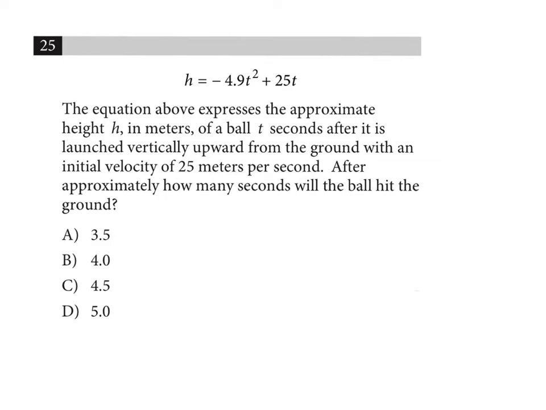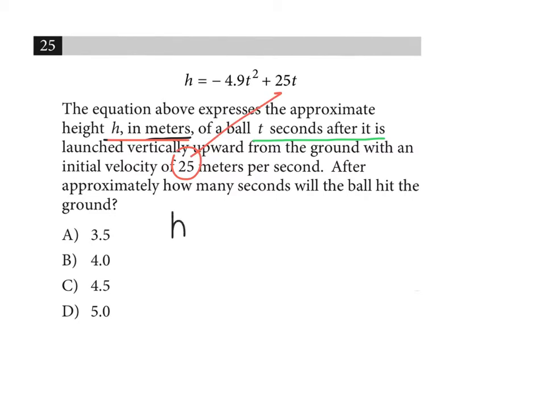Problem 25, the equation above expresses the approximate height in meters of a ball. So h represents the height, t represents the seconds after it is launched vertically up from the ground with initial velocity of 25 meters per second. That's where the 25 comes from. After how many seconds will the ball hit the ground?